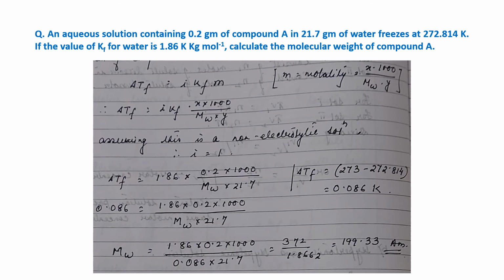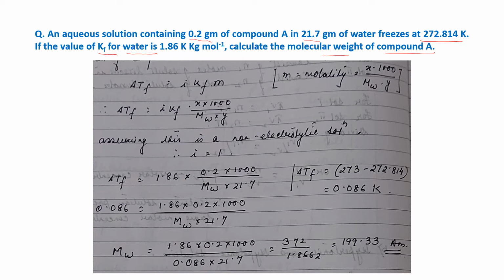Next one, an aqueous solution containing 0.2 gram of compound A in 21.7 gram of water freezes at 272.814 Kelvin. Okay, now if the value of Kf for water is 1.86 Kelvin kg mole minus 1, calculate the molecular weight of compound A.